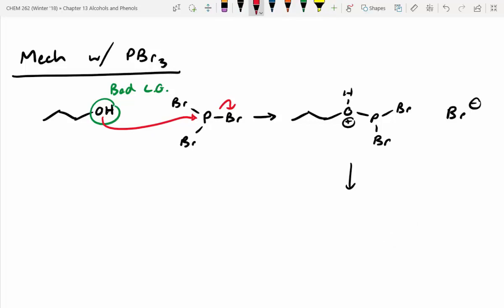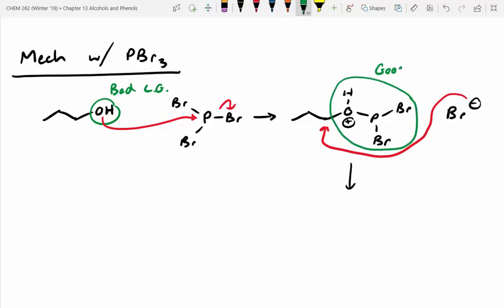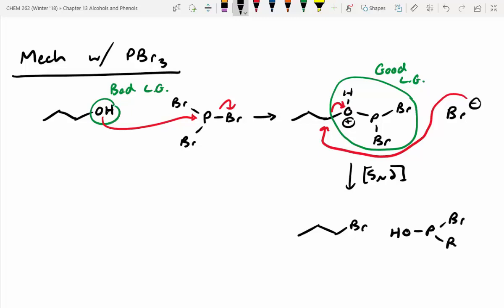In this step, we'll actually leave that proton on there because it's already a good leaving group at this point. This entire thing can fall off as a good leaving group. And just like before, this is an SN2 style reaction, and you end up with your final alkyl halide. So this one is a little less steppy. You don't need to deprotonate before the bromide attacks back in.